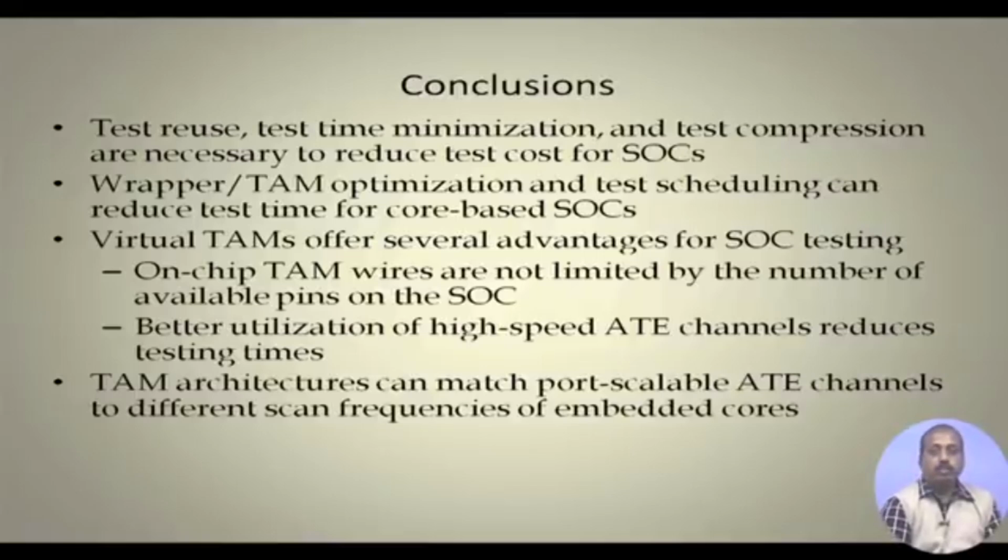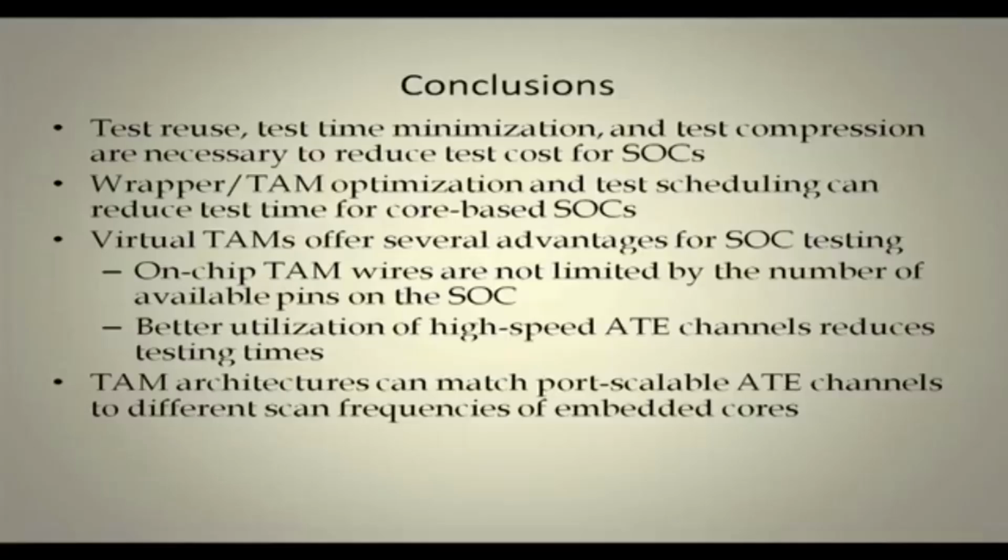For wrapper optimization, we have seen that giving different widths to the wrapper chains of the cores can give different test times, so the test time may get reduced. And this TAM optimization has to be done because we can do a partitioned TAM, or we may not go for partitioning. We can go for different types of scheduling policies. We can go for different TAM architectures like virtual TAM, high speed TAM, multi-rate TAM. So, we can go for various types of TAM architectures that can exploit the features of the ATE.